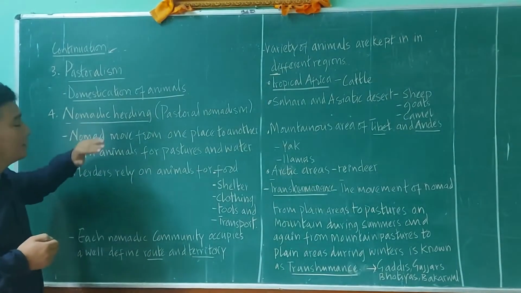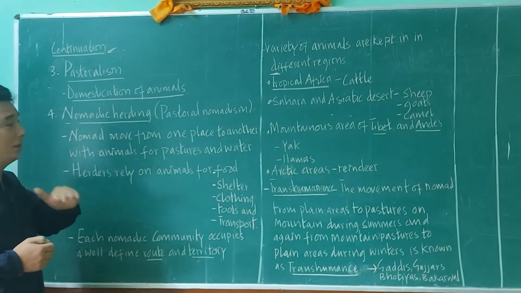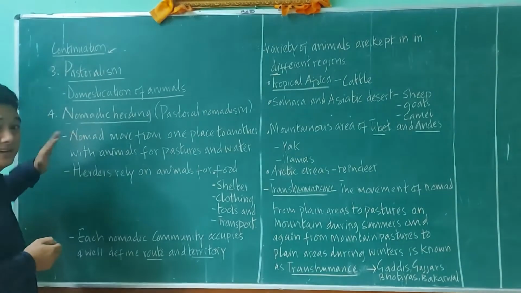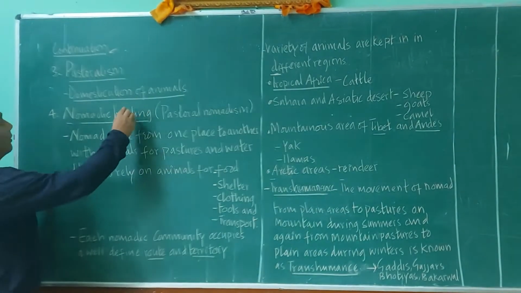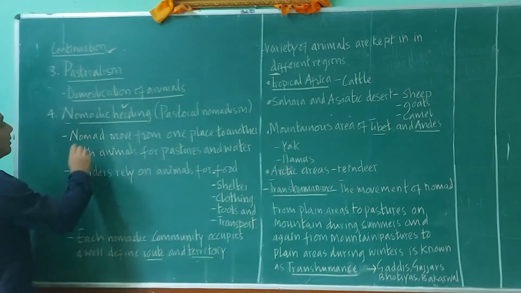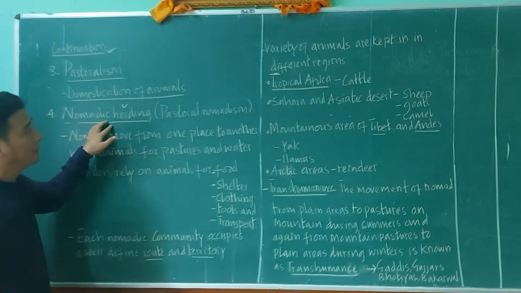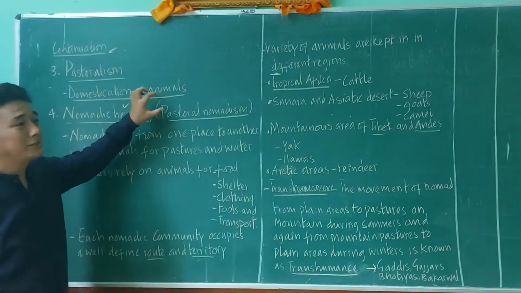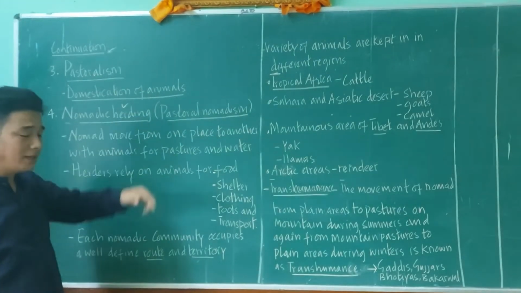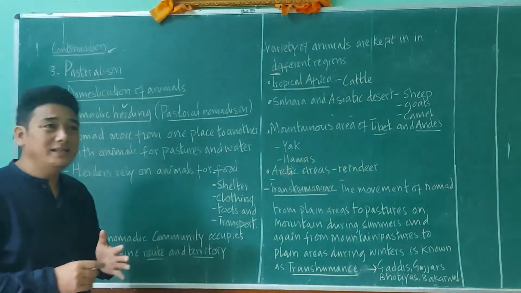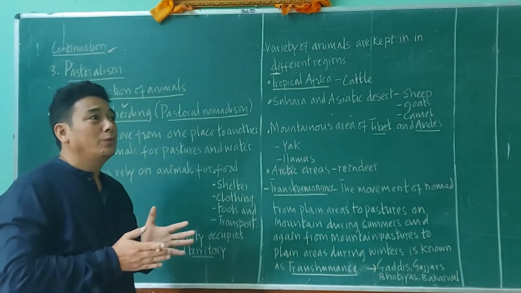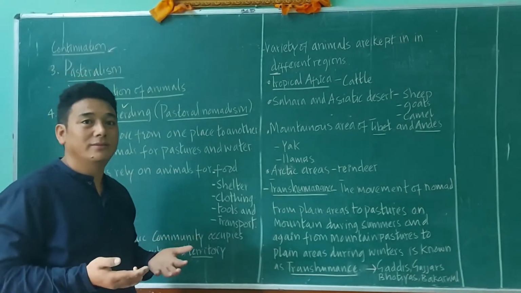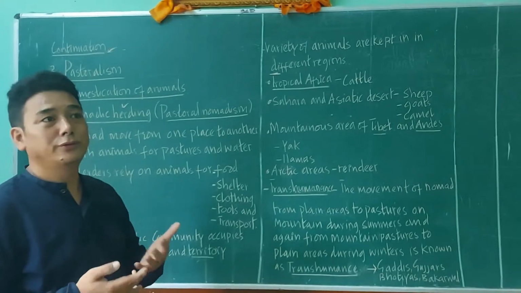That is nomadic herding and commercial livestock rearing. I have given you a numbering so that you will understand. So what is nomadic herding? Nomadic herding is also known as nomadism, and this is a subsistence activity. Subsistence activity is an activity where whatever they get from the animals is consumed by themselves. It is used for food, clothing, and shelter.